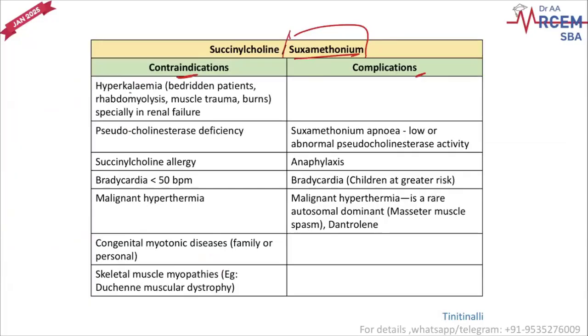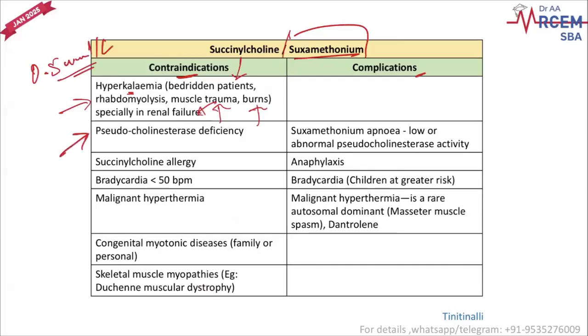Succinylcholine is contraindicated whenever you suspect hyperkalemia. For example, a burn patient, a trauma patient, you're suspecting rhabdomyolysis, a bedridden patient, or a patient with renal failure. You suspect they might have underlying hyperkalemia, so do not give this drug because it tends to increase potassium by around 0.5 millimoles per liter.